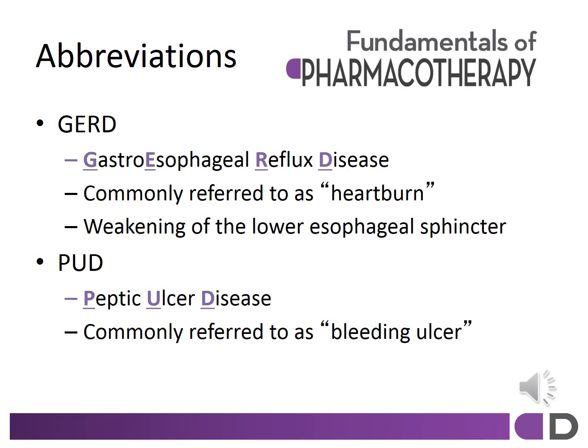The second disorder is PUD, or peptic ulcer disease. It's also commonly referred to as a bleeding ulcer. This is a tear in the GI lining that exposes the vasculature to the acidic contents in the stomach and the GI tract. This is more severe and it warrants immediate treatment.